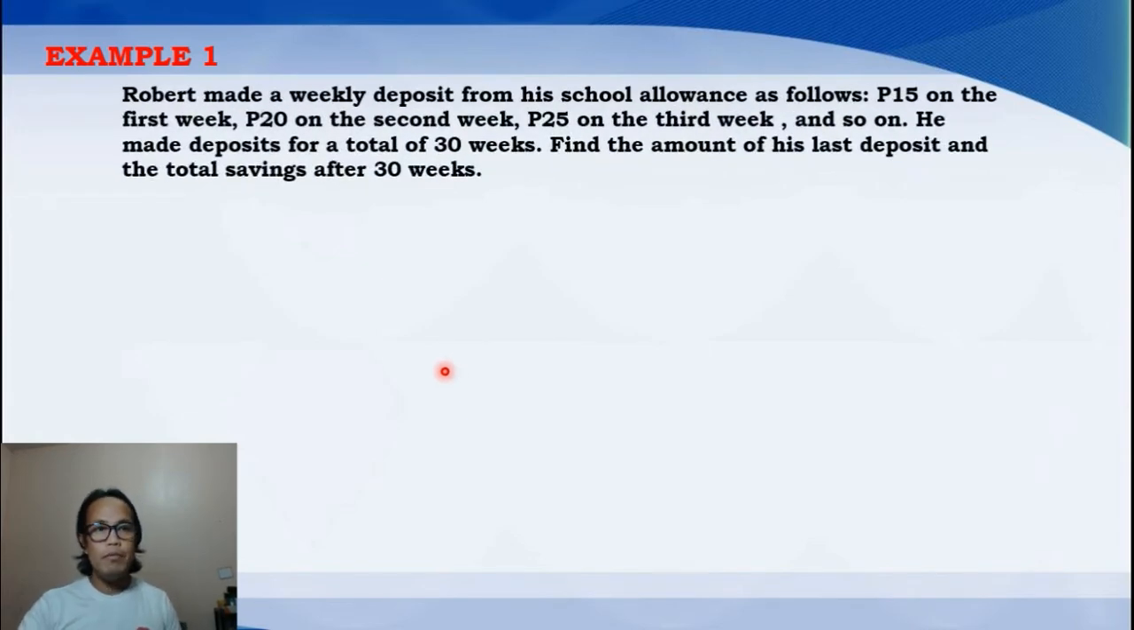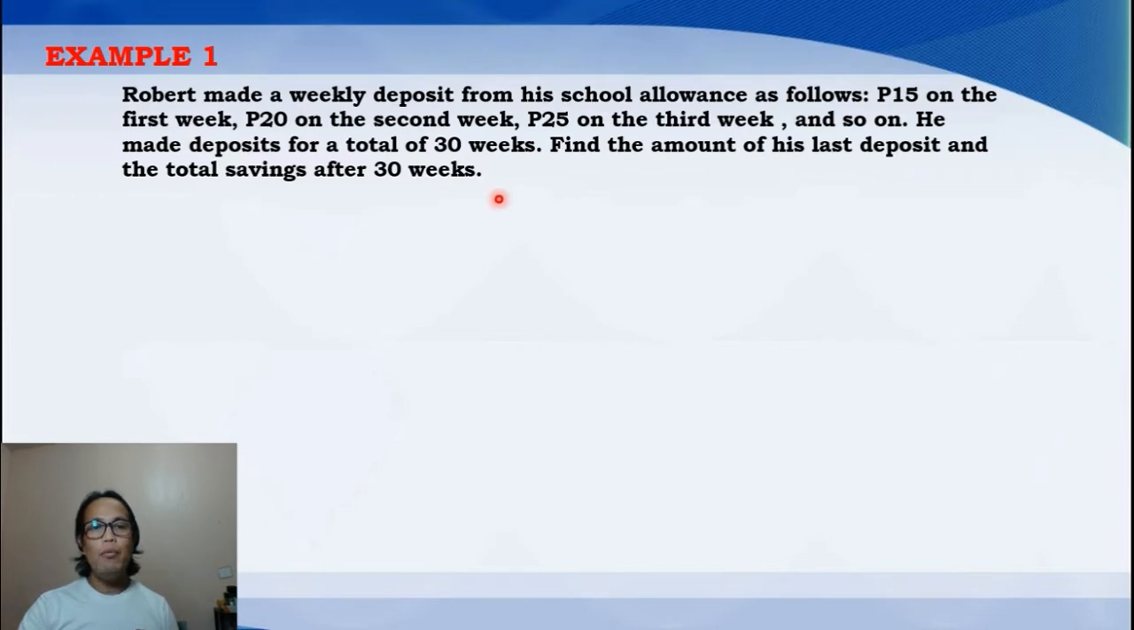We are given: Robert made a weekly deposit from his school allowance as follows: 15 pesos on the first week, 20 pesos on the second week, 25 pesos on the third week, and so on. He made deposits for a total of 30 weeks. We are told to find the amount of his last deposit and the total savings after 30 weeks.